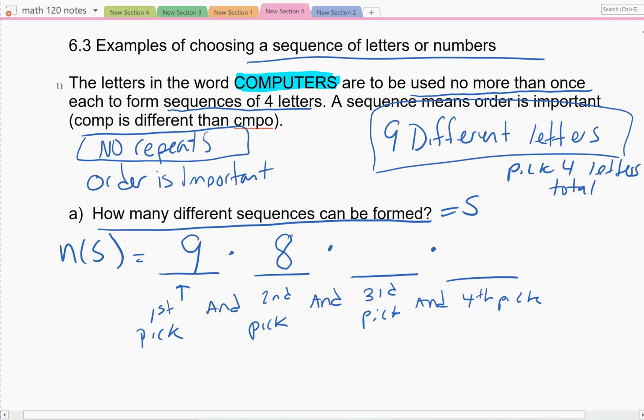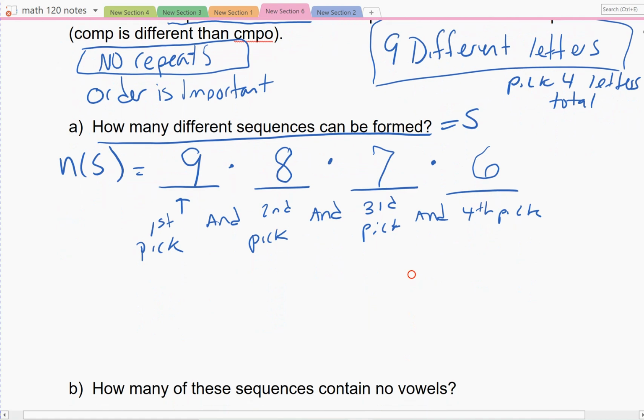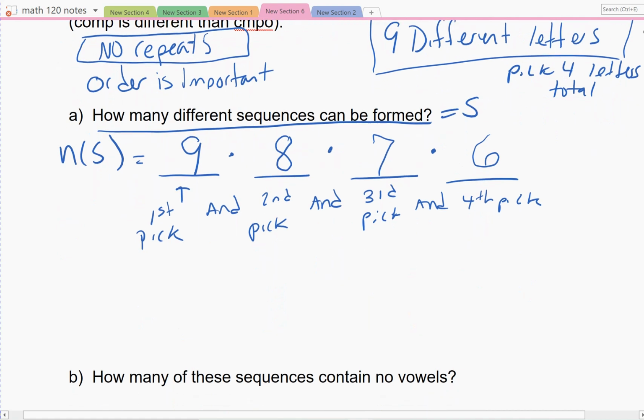I've picked 2 letters now. For the third pick, I've got 2 less, which is 7, and then for the last pick, the fourth and last pick in my sequence, well, I've already picked 3 letters and I can't pick them again. And so that means there's only 6 left over for that 4th place. And so the sequences that are possible from my 9 letters is 9 times 8 times 7 times 6.